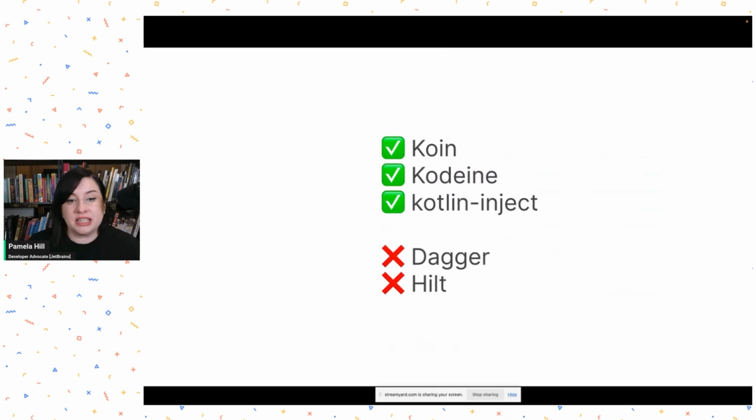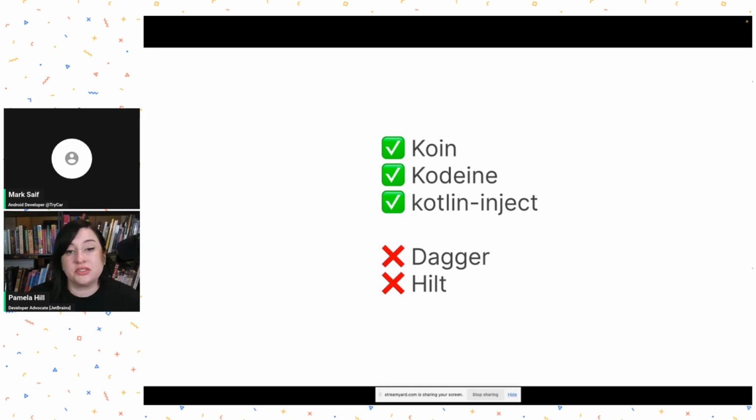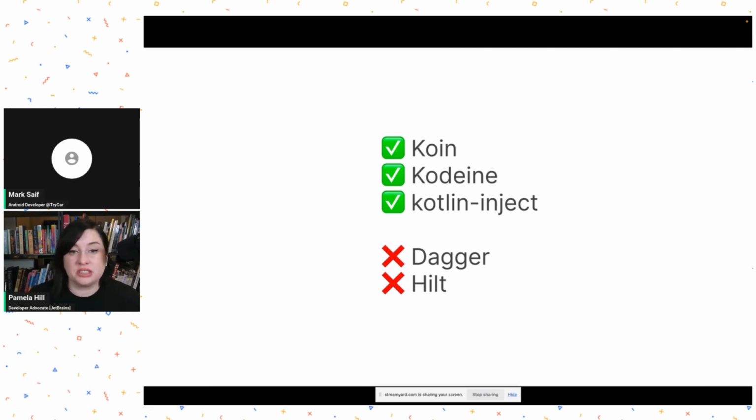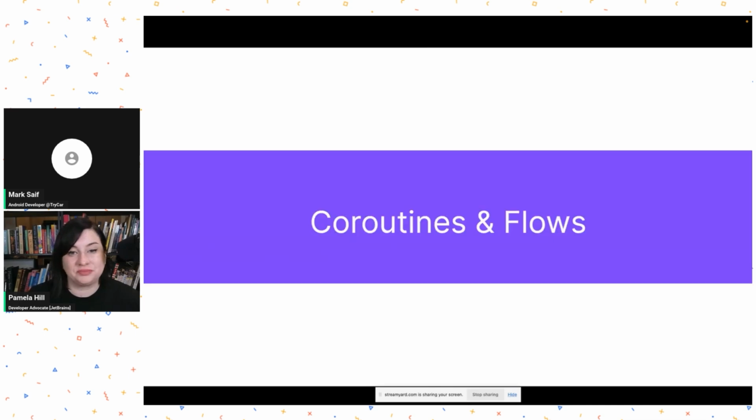So I often get asked, can I use Dagger or Hilt with Kotlin Multiplatform? And the answer is no, because they are not multi-platform libraries. They're very Android specific. You can, however, use Koin, Kodein, and Kotlin Inject. Or if you're super brave and really keen, you can also use manual dependency injection.